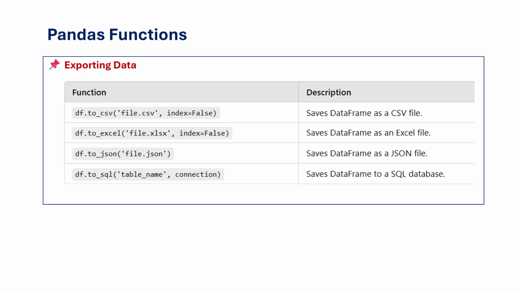The to_excel function is used to export data into an Excel file, useful because many organizations use Excel for reports and documentation. The to_json function converts a data frame into JSON format, commonly used for data exchange between applications and web servers. The to_sql function is used to store data frame data into a SQL database.